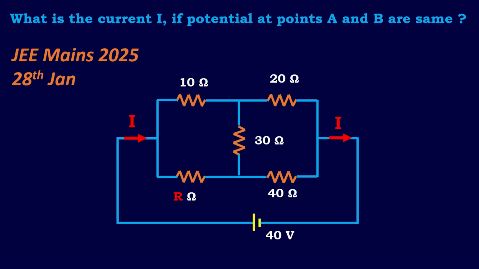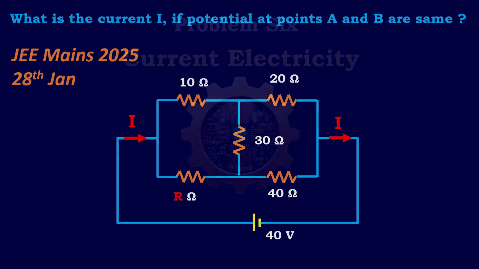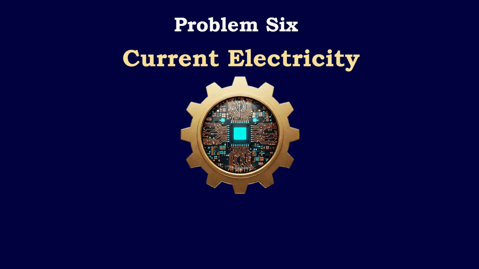Did you feel confused when you saw an unknown resistor and an unknown current in this circuit? Well, you're not alone. Many students actually fell into this trap in JEE Mains 2025. But here's the good news. If you watch this video till the end, within 3 minutes, you'll gain the confidence to solve this and similar questions. Welcome to the 6th video of our current electricity numerical series.